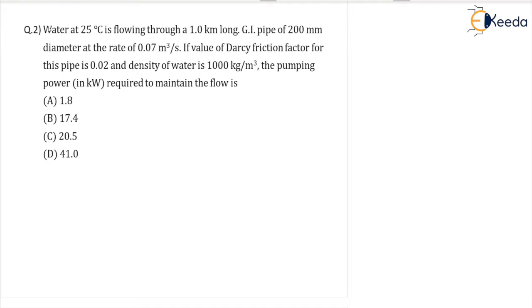As per the given question, water at 25 degrees centigrade is flowing through a 1 kilometer long cast iron pipe of 200 mm diameter at the rate of 0.07 meter cube per second. Discharge is given. If the value of Darcy friction factor for the pipe is 0.02 and the density of water is 1000 kg per meter cube, the pumping power in kilowatt required to maintain the flow is, you have to find the power actually.